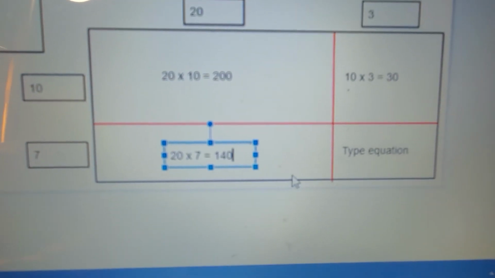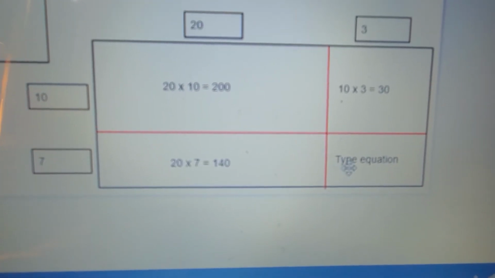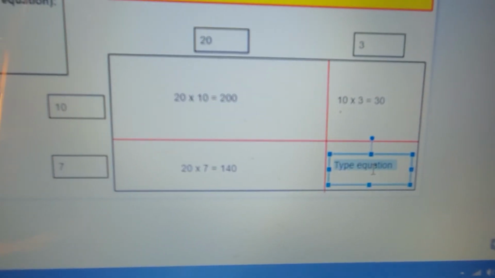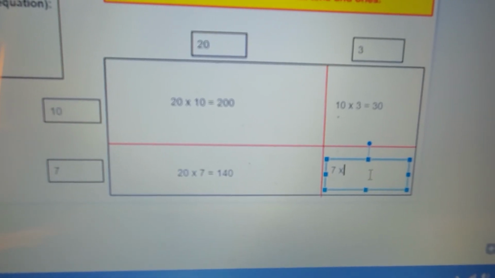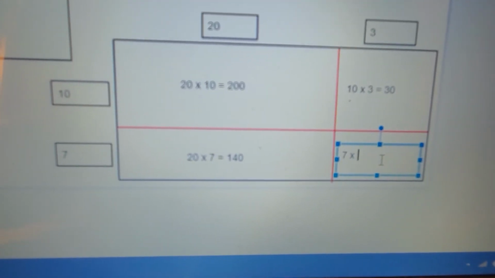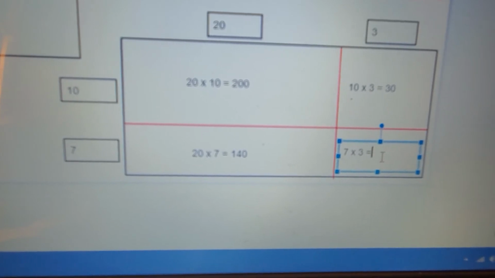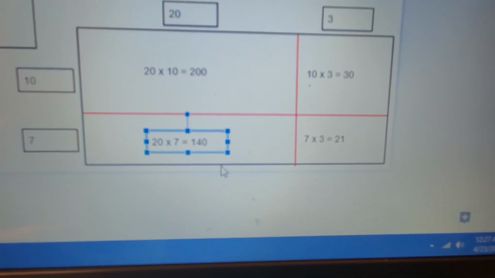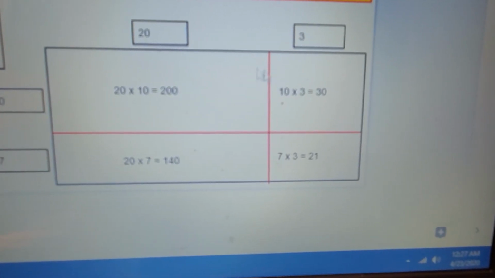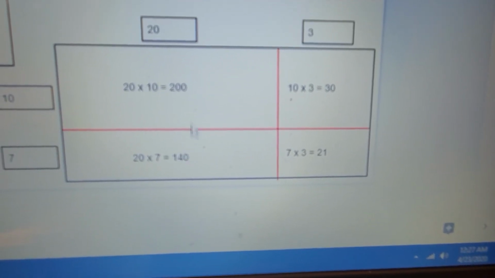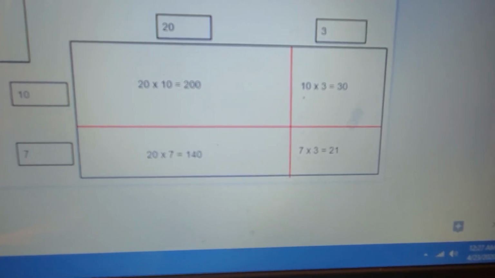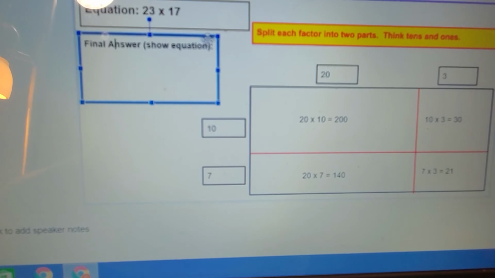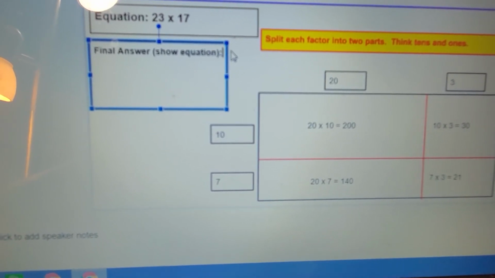And then the last step, my two smallest numbers, 7 and 3. 7 times 3. And that is 21. That's a fact I should know. Almost the end of 4th grade, but if you don't, there are charts, you can look it up. Now, almost done. I have my products, 200, 140, 30, and 21. So in this box, final answer, show equation. Move my cursor, hit enter.